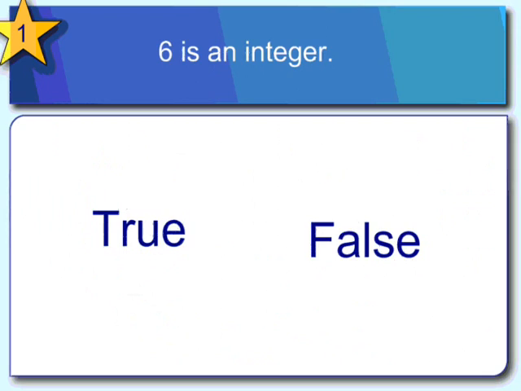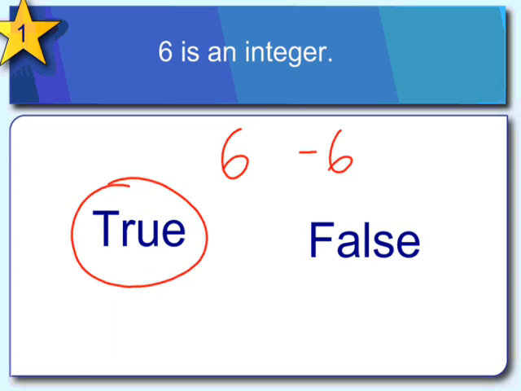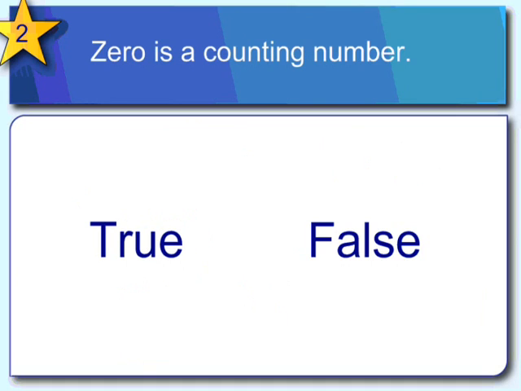Okay, let's just answer a few questions. Now, 6 is an integer, true or false? Well, the answer to that would be true. 6 is a whole number, and whole numbers are integers. -6 would have been an integer, 5, -5, those would have been integers. 5.2 would not be an integer because it's a decimal, so it has to be a whole number.